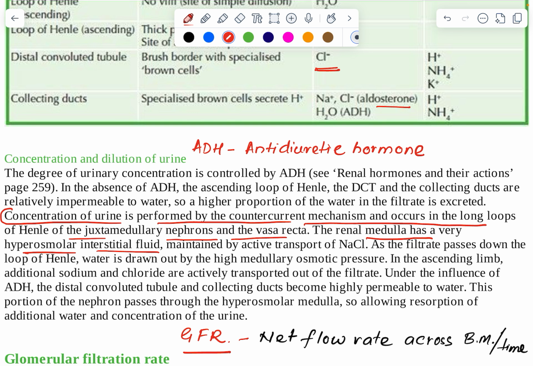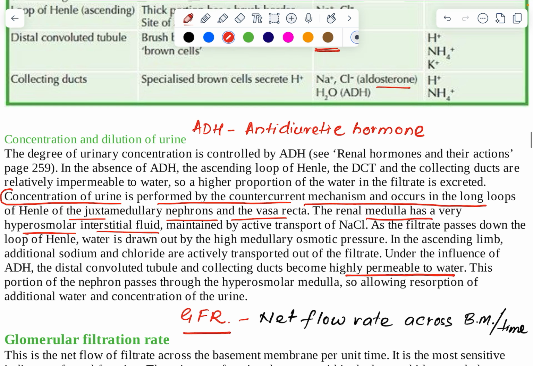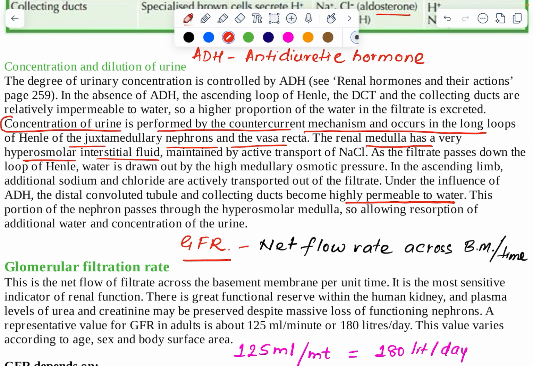As a filtrate passes down the loop of Henle, water is drawn out by the high medulla osmolarity, and in the ascending loop of Henle, chloride is actively transferred out of the filtrate. Under the influence of ADH, the distal convoluted tubule and collecting ducts become highly permeable to water. This portion of the nephron passes through the hyperosmolar medulla, so it allows reabsorption of additional water and concentration of the urine.